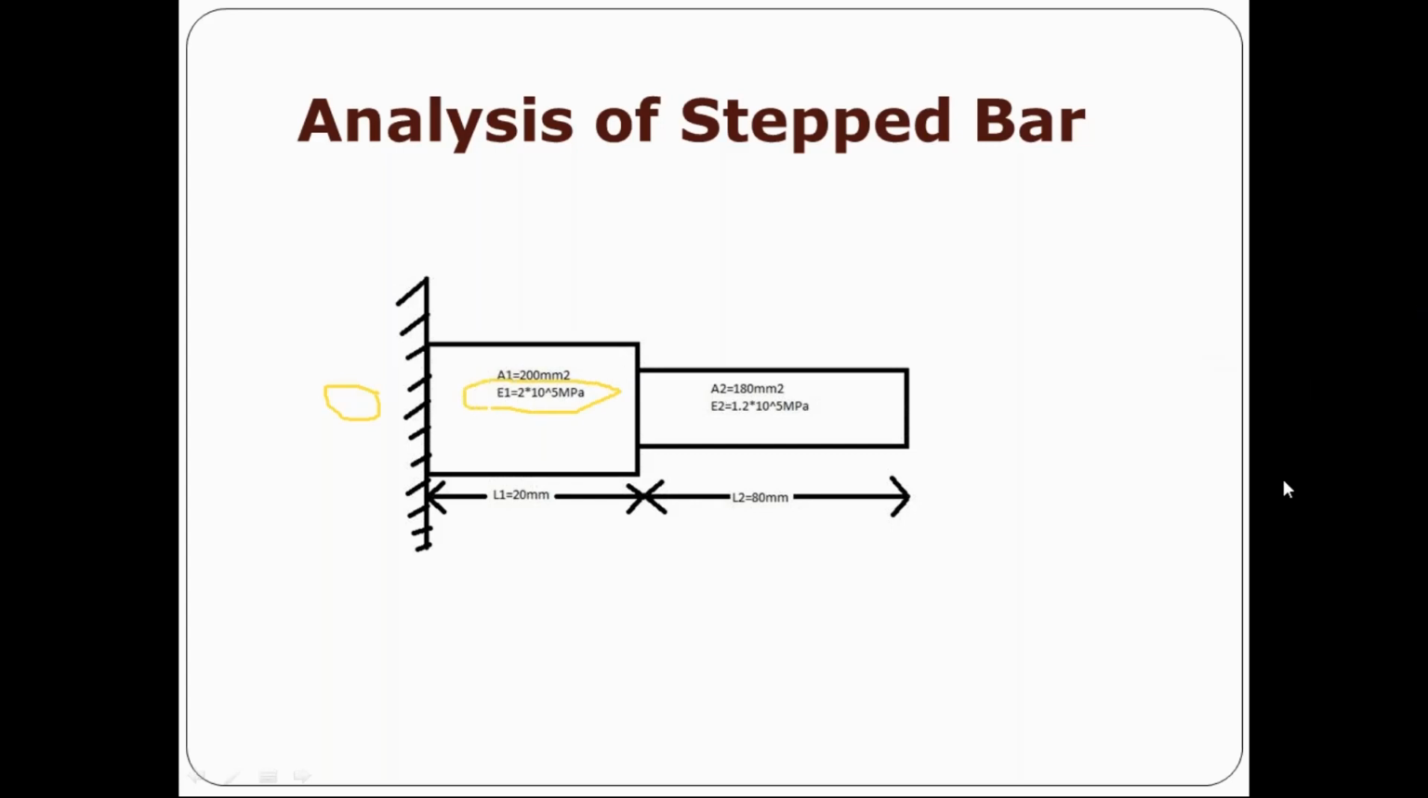Now you have to create the second Young's modulus, that is 1.2 into 10 raised to 5 MPa. See, if your structure is having so many Young's modulus, 10 or 20 materials, then you have to create 10 material models.